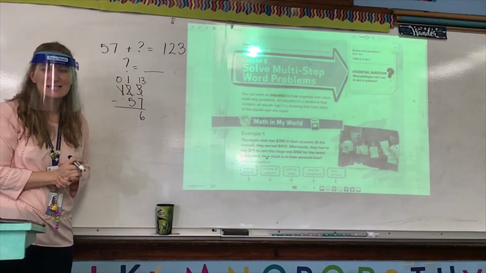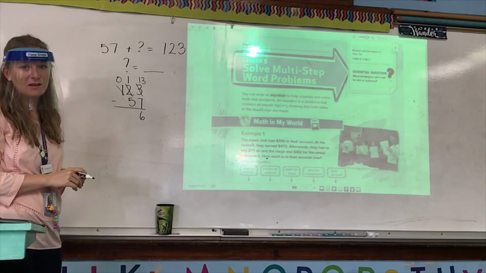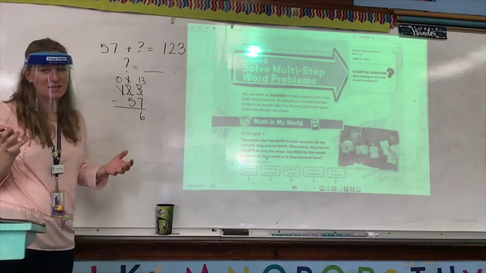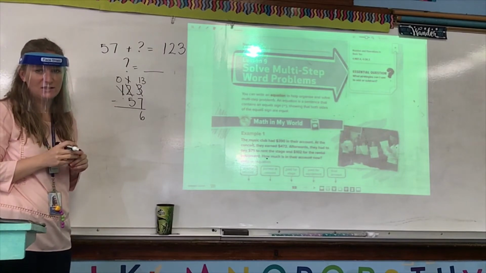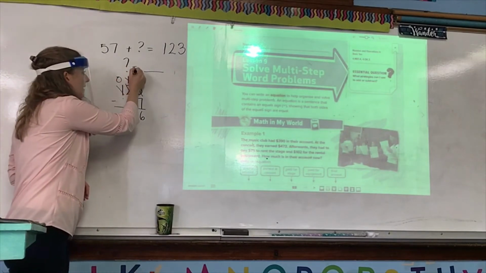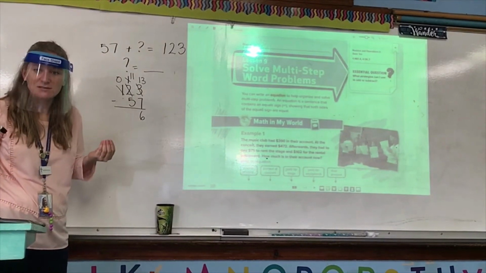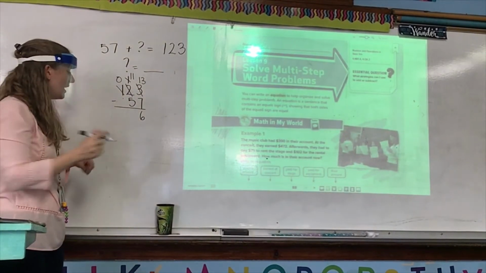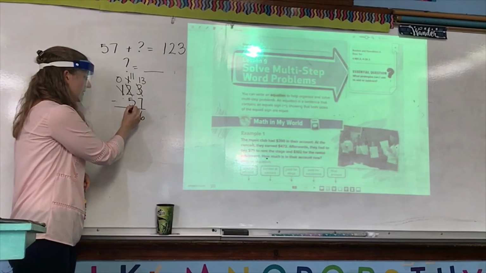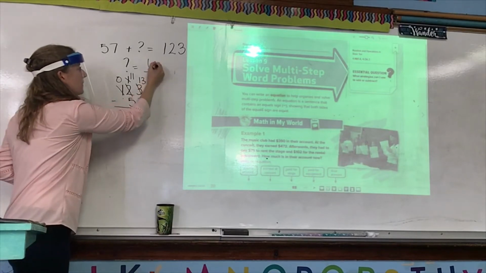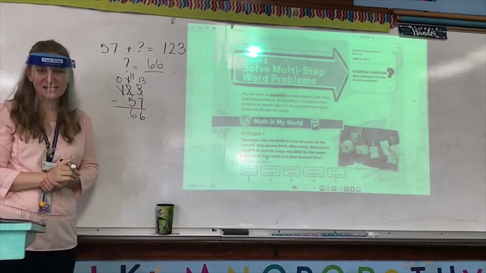And what do I do with that 100? I regroup it as how many of what? 10 tens. I had 1 ten. I'm adding 10 more. How many tens do I have now? 11. Now I have 11 tens. Can I take 5 away from 11 tens? Yes. 11 minus 5 is 6. So that means our question mark probably equals 66.